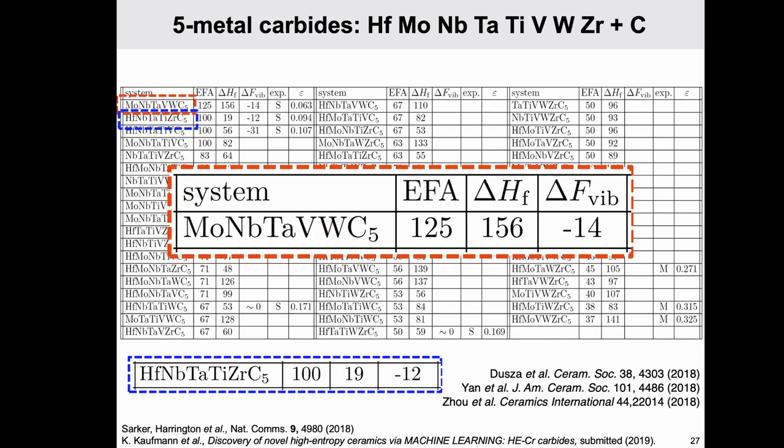So these compounds, I would never have guessed computationally, because when you look for stability, if you are not within a few millielectron volts from the ground state, you just don't even think that these things would form.